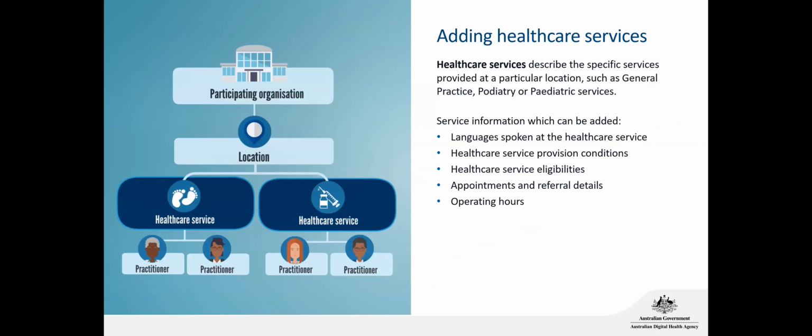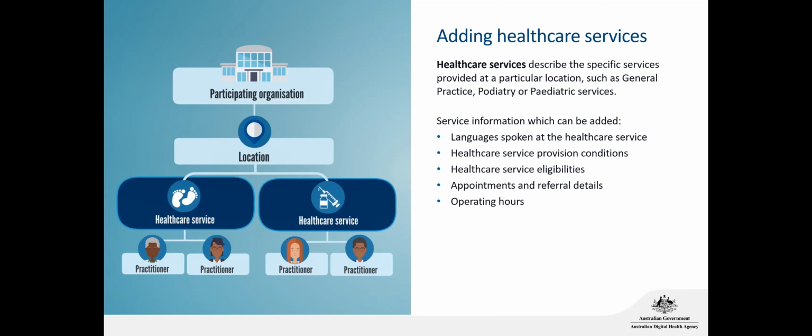The PCA will also store information about the services that are provided for each of your locations. So healthcare services are basically defined as the specific services provided at particular locations. So these could be general practices, podiatry, pediatric services. I'm sure there's many. Vaccine services is another good example here. If you are providing vaccine services to patients, this is a really great way to push that information to your business partners. And you can also add additional information around those services, such as languages.